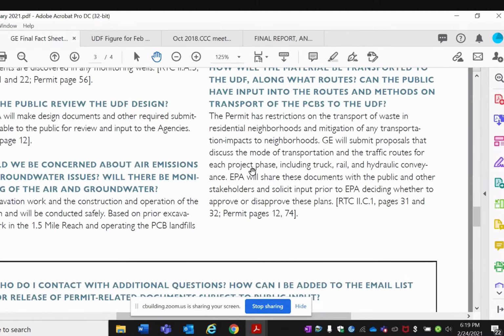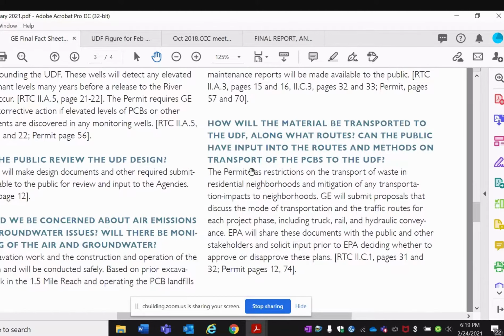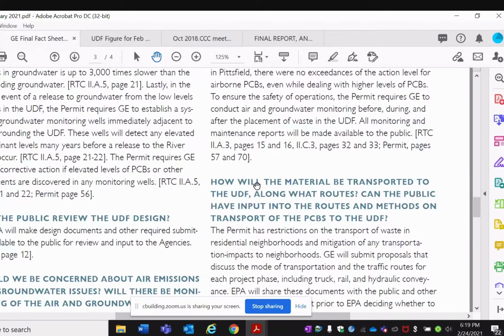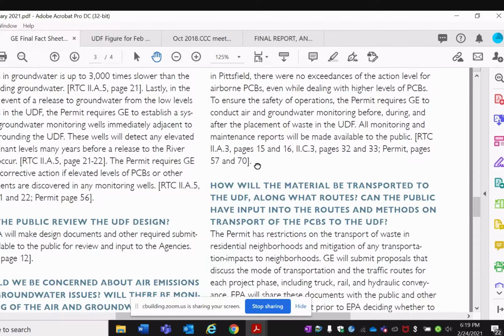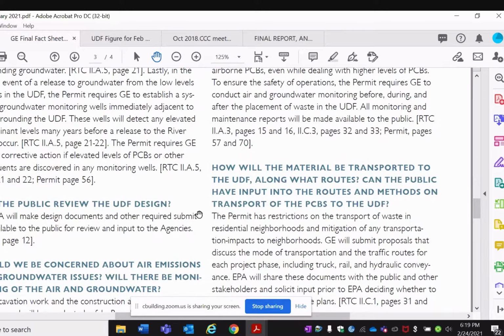Just a couple other questions that we've gotten a lot on is, can the public review the upland disposal design? And what about the transportation routes? So two things. Yes, EPA is going to make the design available to the public. It's actually embedded in the permit on page 12. So again, some of this is black and white. You can go to the permit, look at page 12.